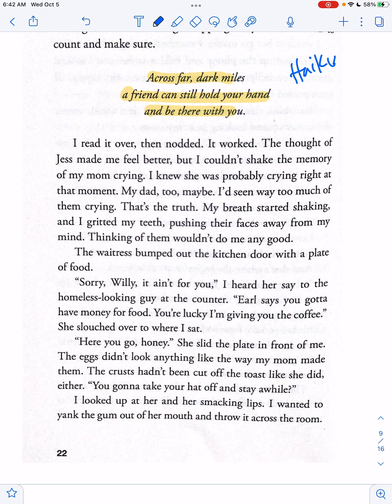The waitress bumped out of the kitchen with a plate of food. "Sorry, Willie, it ain't for you," I heard her say to the homeless-looking guy at the counter. "Earl says you gotta have money for food. You're lucky I'm giving you the coffee." She slouched over to where I sat. "Here you go, honey." She slid the plate in front of me.